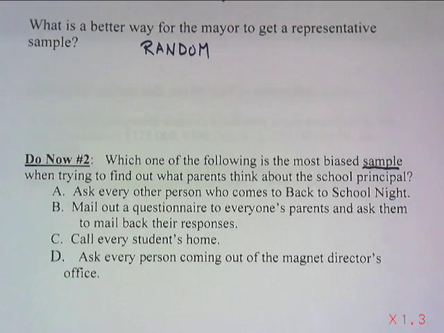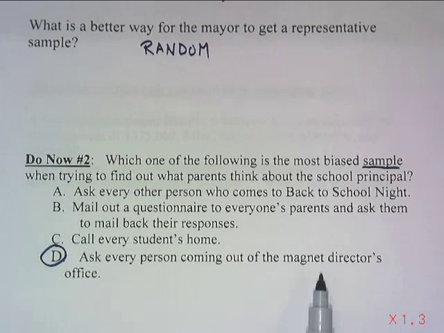the entire group. Which one of these is going to be the most biased sample if you're trying to find out what parents think about the school principal? Pause and figure that out. All right, so what did you think? The answer is D. This is going to be the most biased sample because if you're asking people that are coming out of the magnet director's office, chances are these are parents involved in the magnet program. That's leaving out everyone in our neighborhood program.